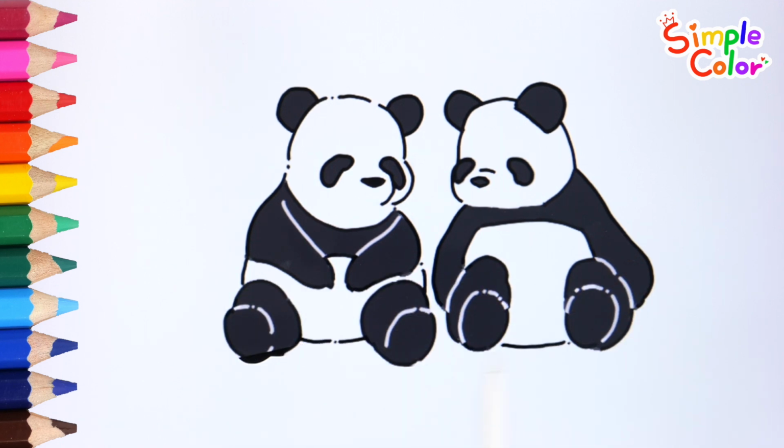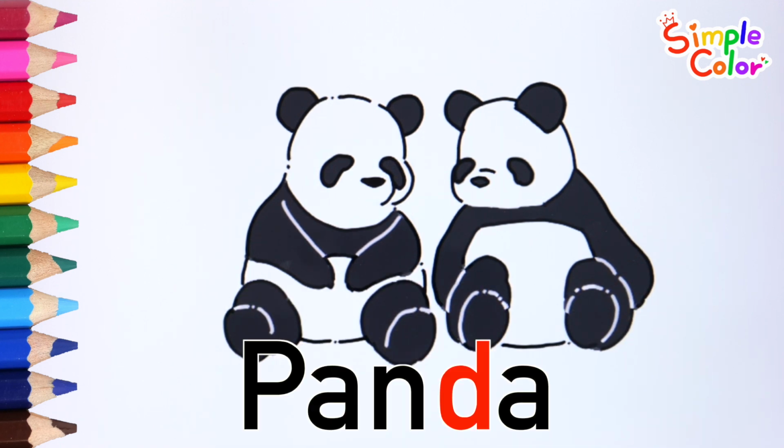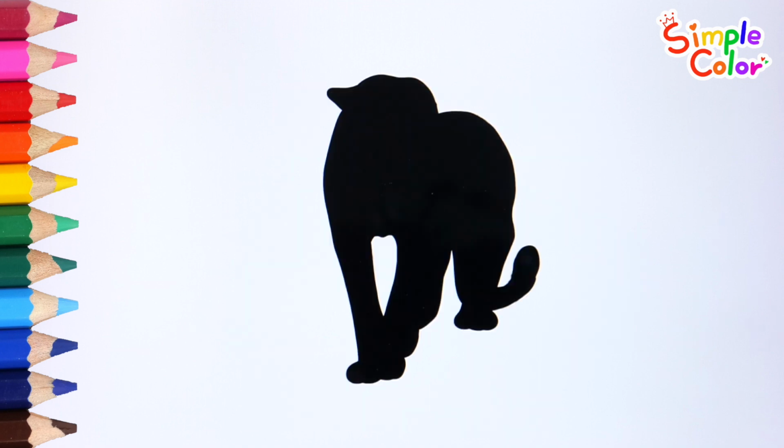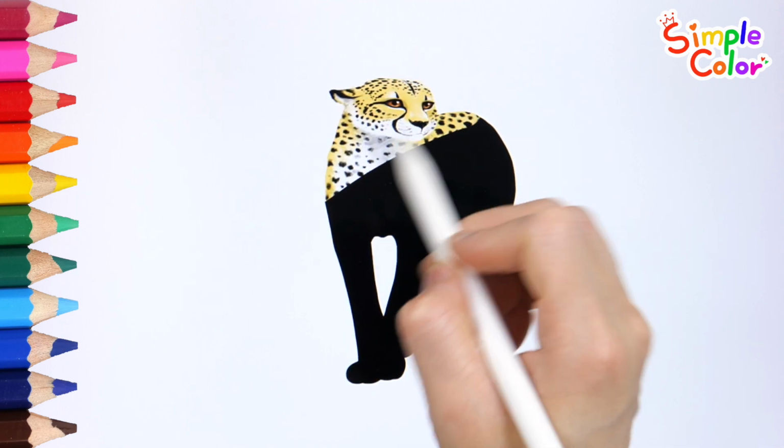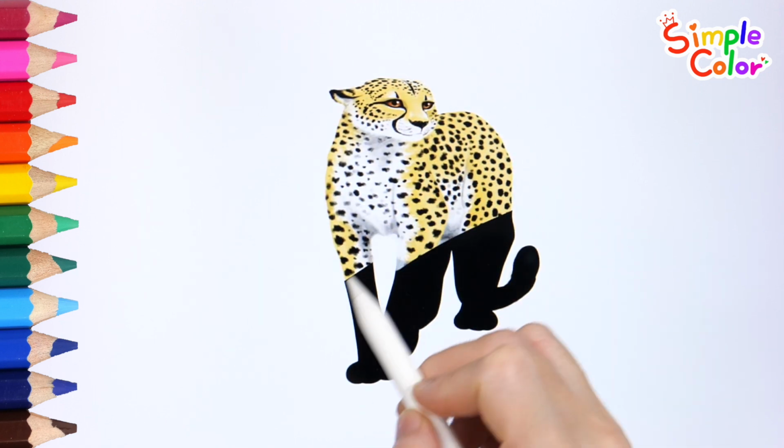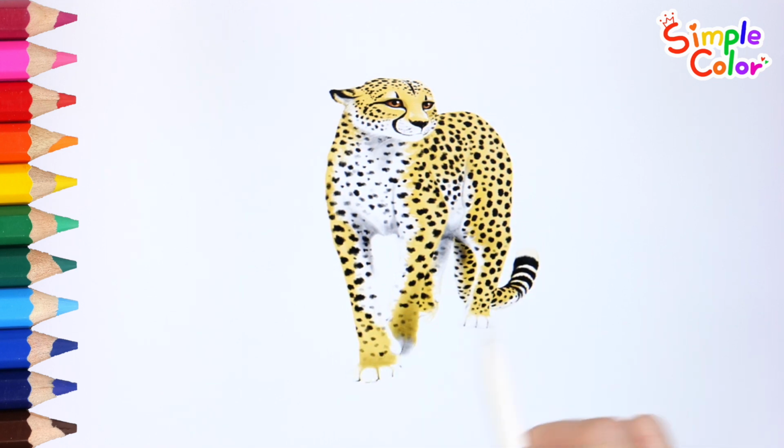That's right. It's a cute panda. D. Panda. Guess what lies behind the shadows? What's behind the shadows? That's right. It's a leopard. D. Leopard.